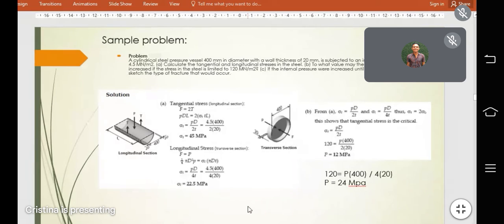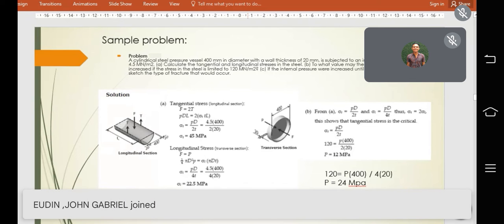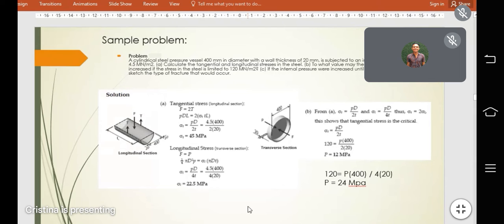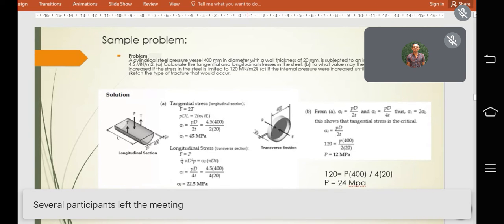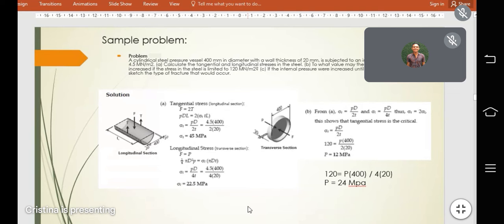None, okay. Nobody passed. Whoever can answer is exempted from the next quiz. Okay, fine. 400 divided by 40. Divide it by 10.